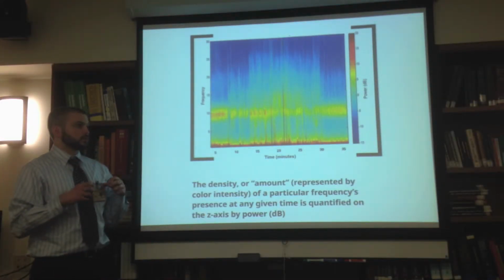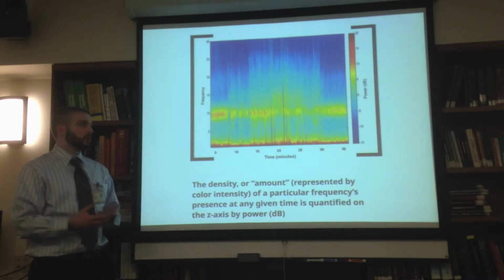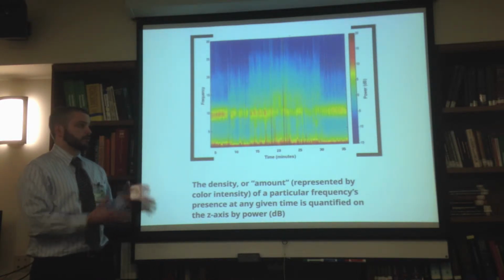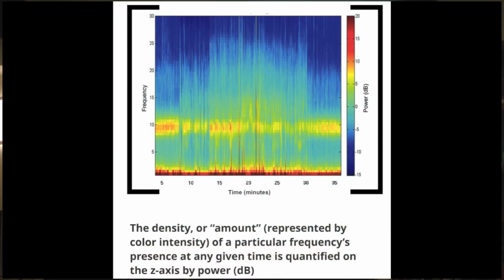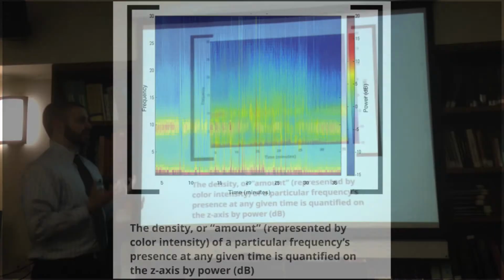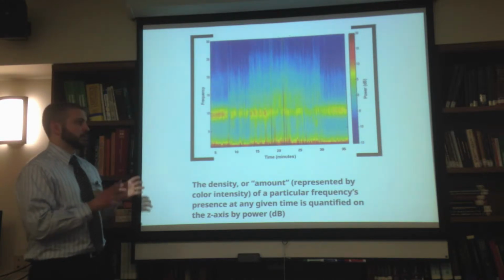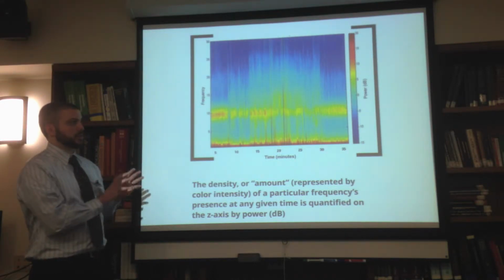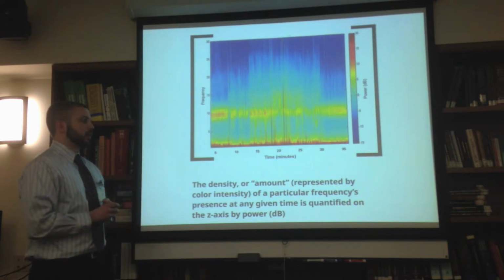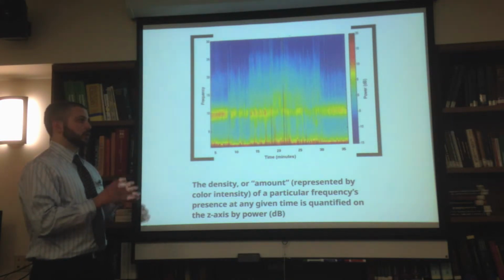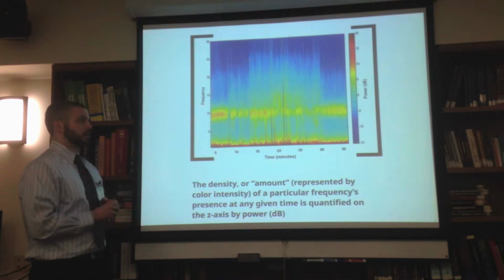So this can be quantified and described by the use of an EEG spectrogram, and we have an example of one here. On the x-axis is time, the y-axis is frequency, and the z-axis is the heat map, or the power, which describes the amount of a particular frequency's presence at any given time. That z-axis really quantifies the amount of that frequency present in the part of the brain being recorded at that point in time.